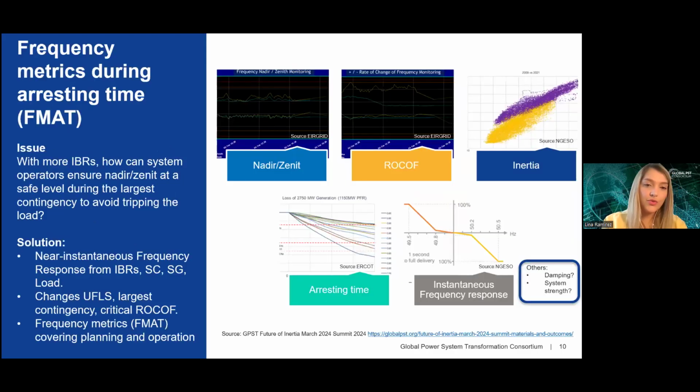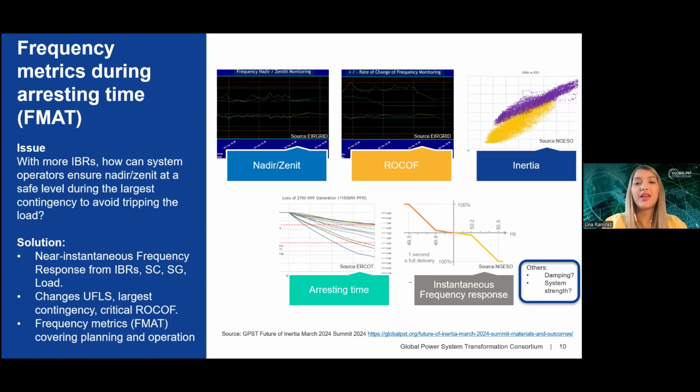So regarding the solutions, we start to see here that frequency stability during the arresting period, as I mentioned, is not only about where the critical inertia is. We need to start considering other metrics that can help us understand if the system is at a secure level and if, after the largest contingency, the system will be fine. We also need to consider planning the resources needed to maintain frequency stability during the arresting period. So here we start to think that we need the following metrics.